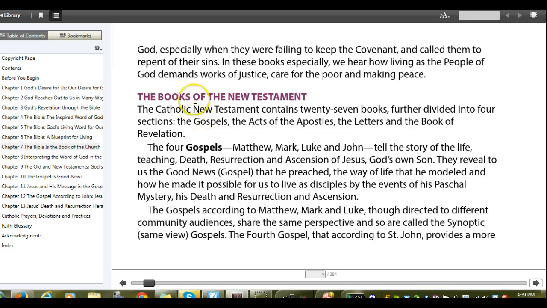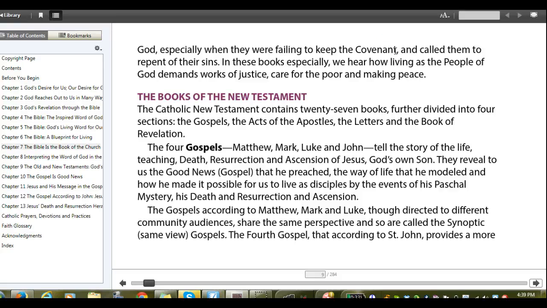Then we go to the New Testament, the second section of the Bible. Oh, let me go back right here. This is the main thing to remember about the Old Testament. The Old Testament is the story of God, especially the story of God keeping His covenant with the Israelites. Remember, the Israelites, the Hebrews, and the Jews are all the same people.